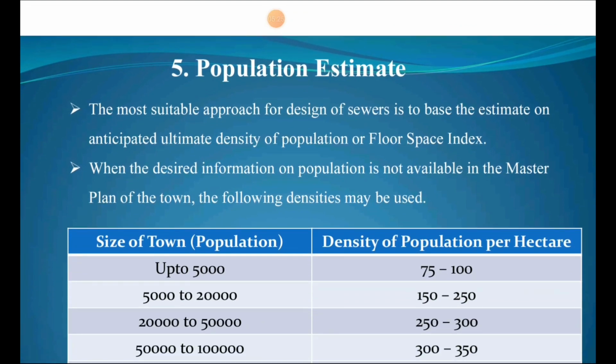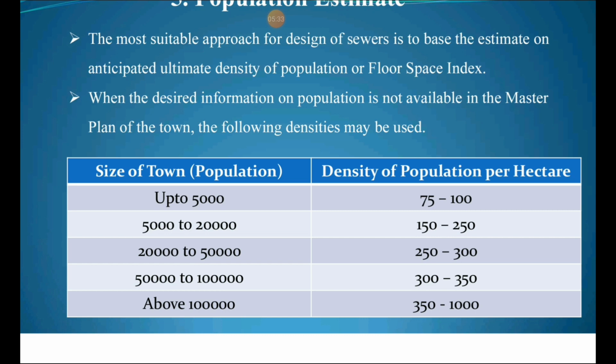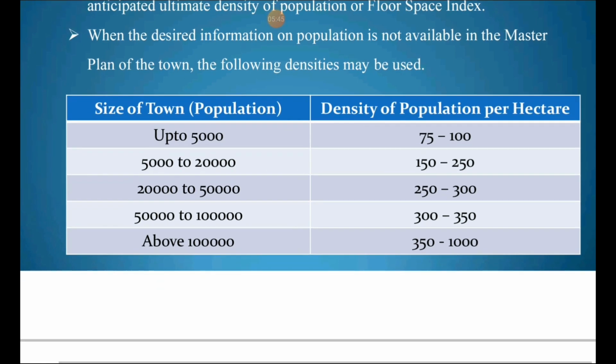Population estimate. The most suitable approach for the design of sewers is to base the estimate on the anticipated ultimate density of population, or FSI, that is floor space index, and when the desired information on the population is not available in the master plan of that town, the following densities may be used. Up to 5,000 population, the density of population is 75 to 100 per hectare.